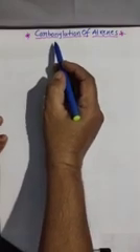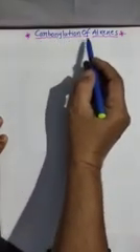Hi students, today we are going to discuss another important topic in organic chemistry, that is in aldehydes, ketones and carboxylic acid, especially in carboxylic acid preparations. Preparation of carboxylic acid by carbonylation of alkenes.